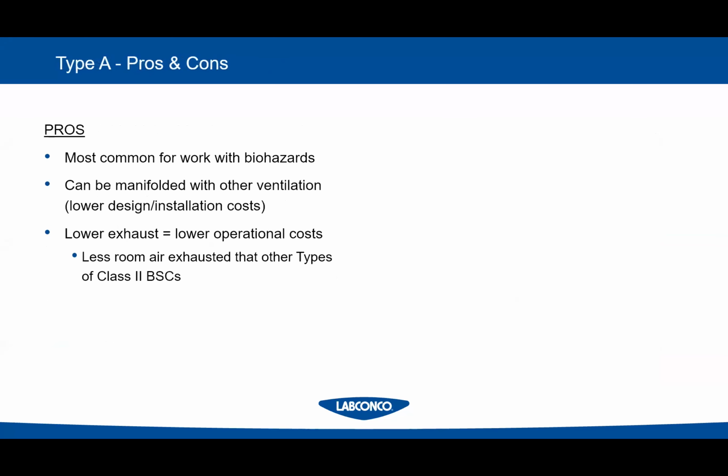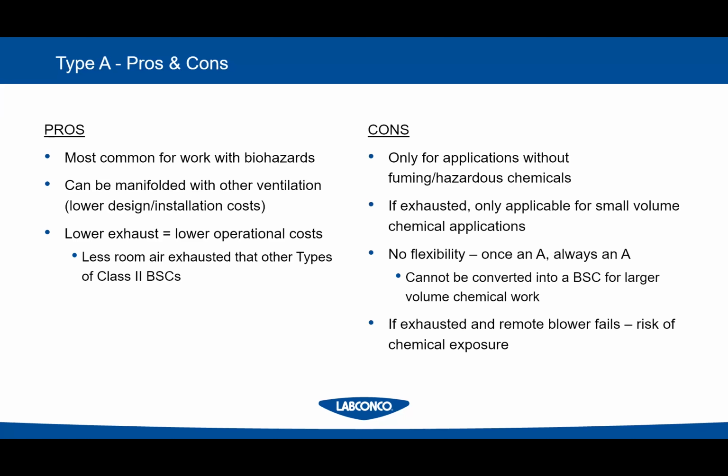Okay. Pros of the A2: very common cabinet used in a lot of cell culture work, very solid cabinet. Can be manifolded and exhausted on your general lab exhaust system. Works well with other cabinets. However, it's that small volume of chemical work, right? So just have to remember that. There's no flexibility. I can't turn this into a fully exhausted cabinet. It doesn't work that way. Once an A is always an A. You can put a canopy on, but you're never going to be able to safely work with large volumes of chemicals.